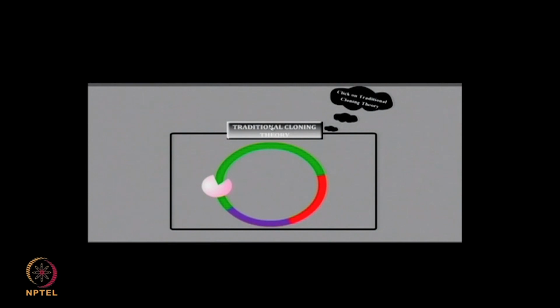Let me explain to you the basics of cloning as well as recombinational cloning in the following animation. Since we are discussing recombinational cloning, let us also briefly touch upon traditional cloning, so that it will be easier to compare traditional cloning versus recombinational cloning.